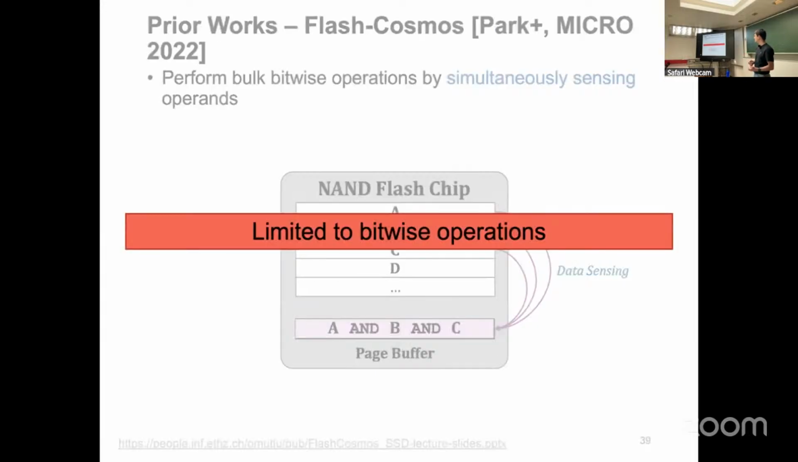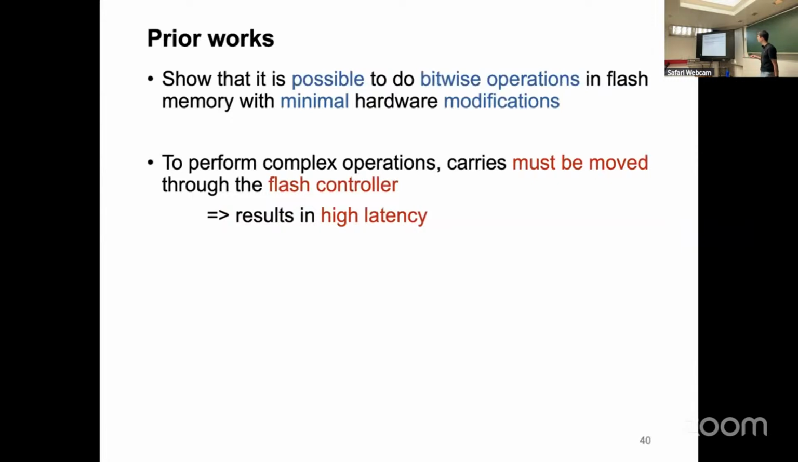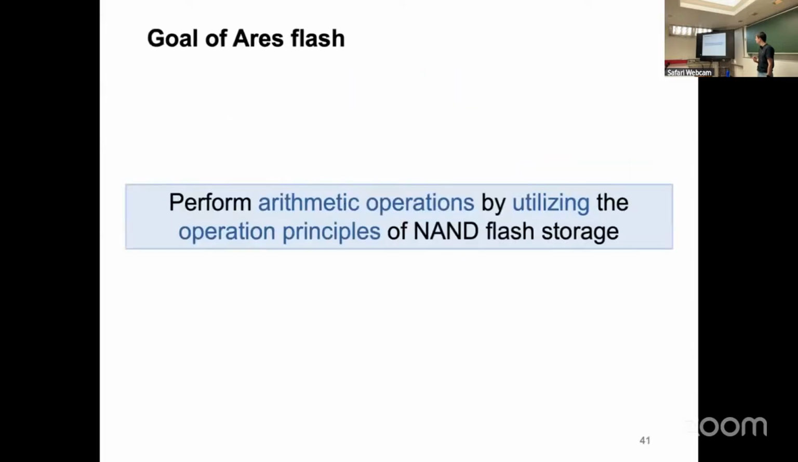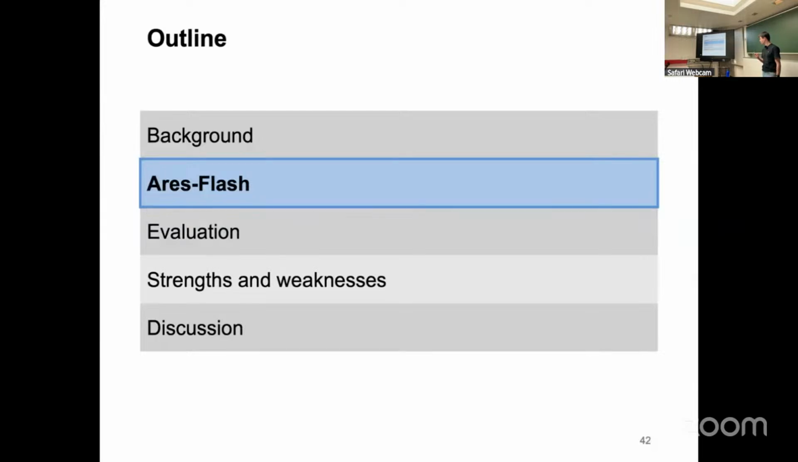However, this is still limited to bitwise operations. So we have seen that it is possible to do bitwise operations in flash memory with minimal hardware modifications. However, to perform complex operations, for example addition, we have to move the carriers through the flash controller, which results in data movement and thus high latency. So the goal of Aries Flash is to perform the arithmetic operations by utilizing the operation principles of NAND flash storage. So how do we do this?